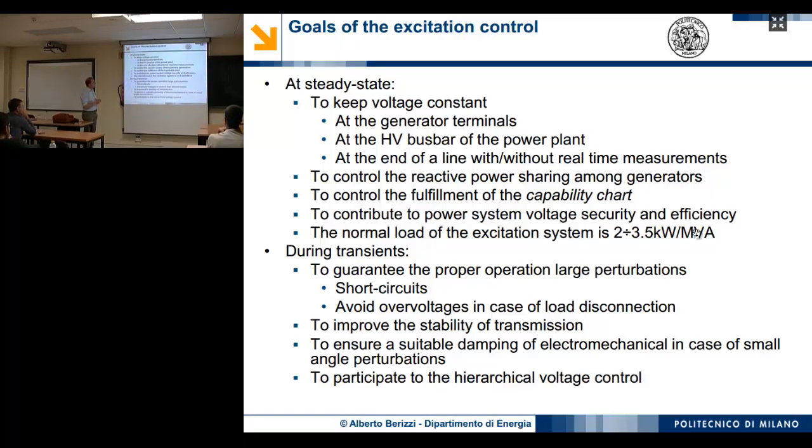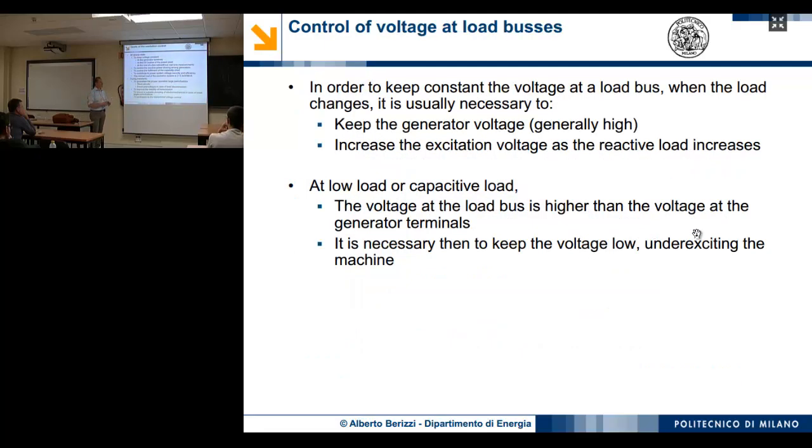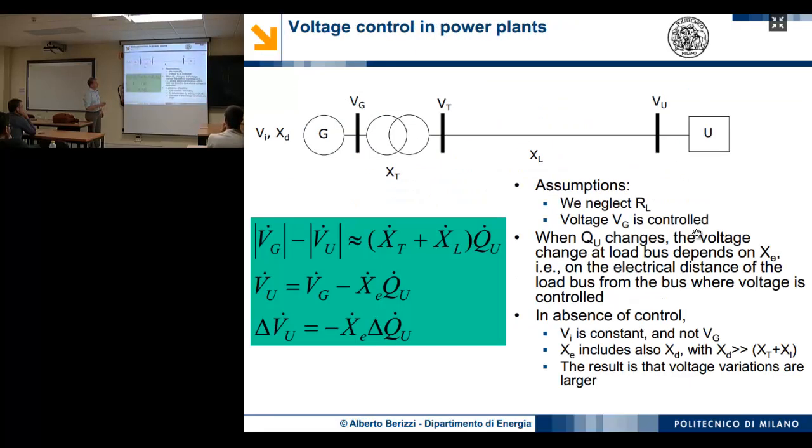But you can also do it at the HV bus bars of the power plant, for example on the 400 kV level, or you can control the voltage at a different bus. For example, in this case, you could measure this voltage and move the excitation of this generator in order to keep this voltage constant. This is the first step towards what we have partially in Italy, which is the secondary voltage control. But this can also be carried out by a particular control which is called the compound control of the excitation system.